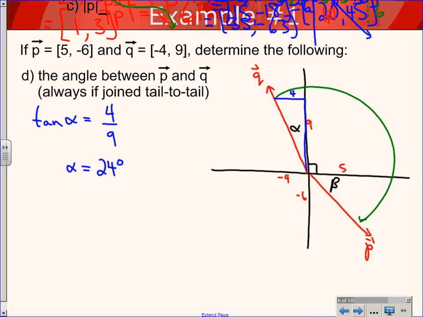And then same trick for beta. I'm going to drop that line down too, so I have another right angle triangle. Now I've got a 6 over here. So the opposite of beta is 6. The adjacent is the 5. So tan is opposite over adjacent. And again, we'll do a tan inverse. And this time I get about 50 degrees.